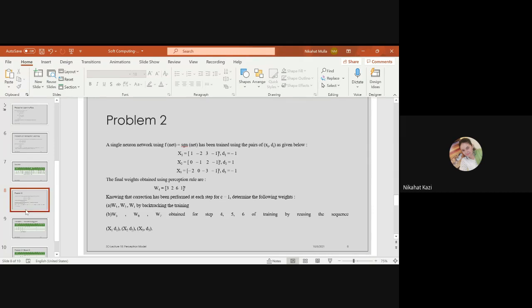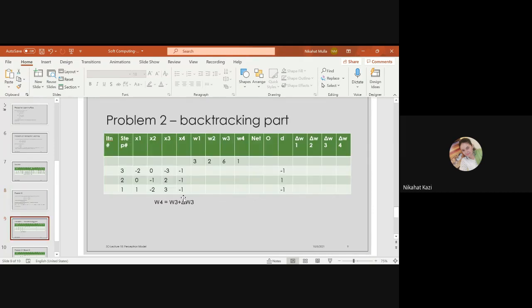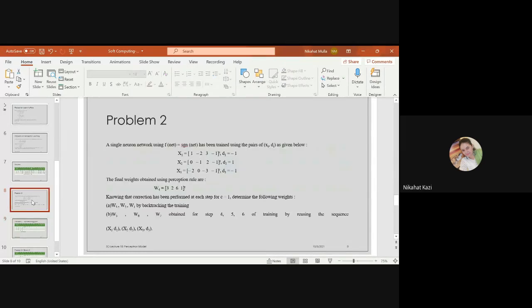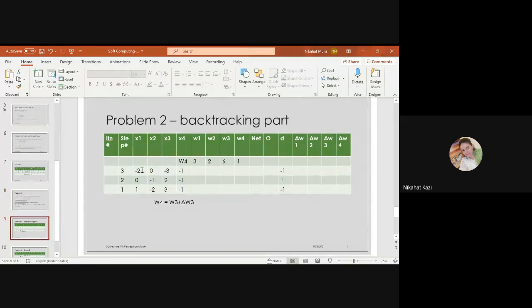Okay. So now, two tables I have with me. First is the backtracking part that we need to solve. W4 is given to you. W4 is this vector 3261. They have given this to us. And we know that the sequence was x1, x2, x3. We need to backtrack, so we'll have to compute delta W's in each step.